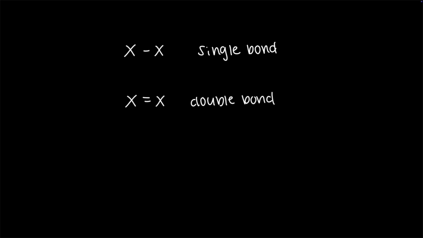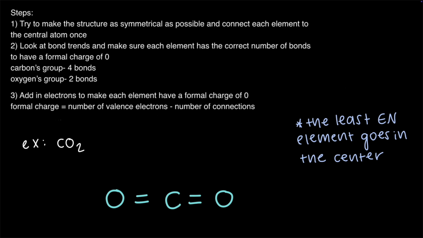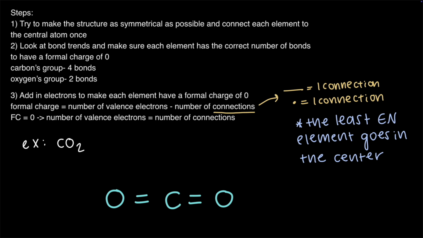We can have single, double, or triple bonds between 2 elements. Next, I'll make sure that each element has a formal charge of 0 by looking at the number of valence electrons the element has from the periodic table and comparing that number to the number of connections that it has in the Lewis structure. To have a formal charge of 0, the number of valence electrons must equal the number of connections in the structure. To count connections, look at what is surrounding the element of interest. 1 bond is 1 connection, and 1 electron dot is also 1 connection.